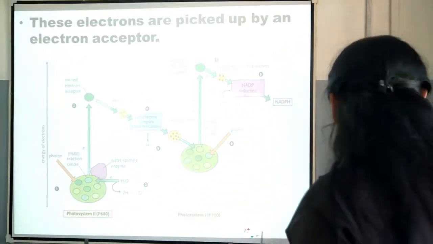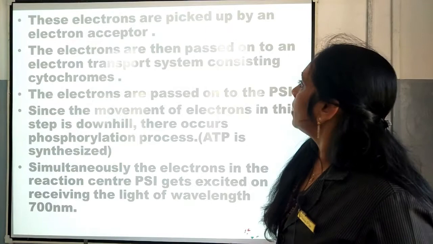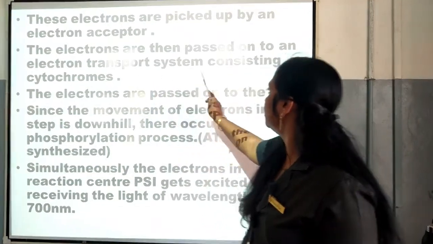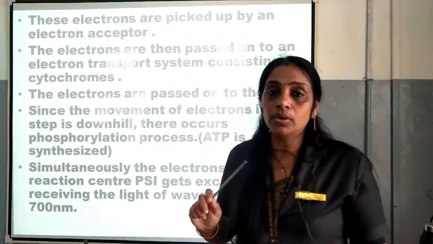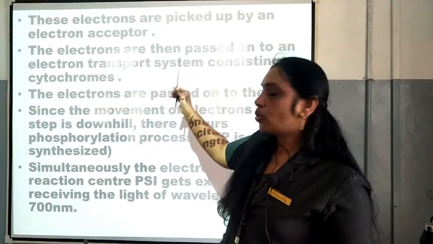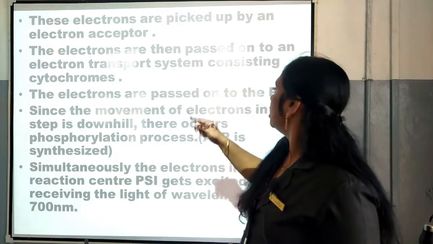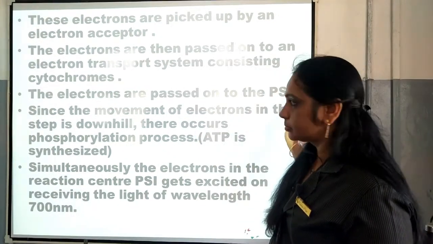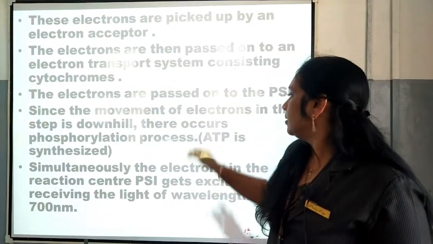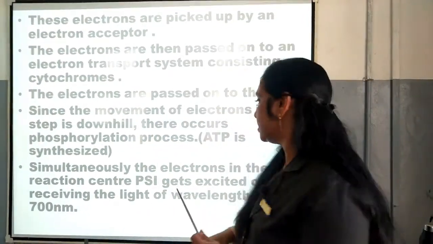I think you would have understood about non-cyclic photophosphorylation. We can see it again. These electrons are picked up by an electron acceptor. Now the electrons are passed on to an electron transport system consisting of the cytochrome chain, which I told you about. So the electron from the electron acceptor will be accepted by the cytochrome chain, and from that chain the electron will pass and later be passed on to PS1. Since the movement of electrons in this step is downhill, phosphorylation occurs, that is, ATP is synthesized.